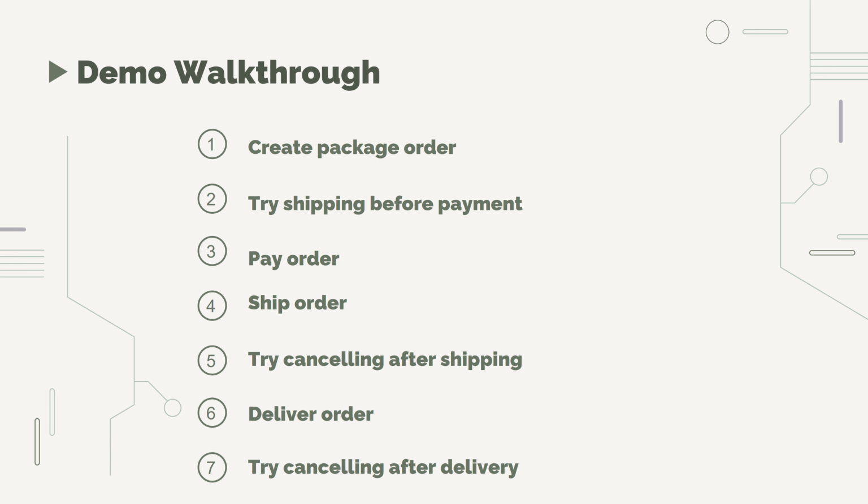The demo starts by creating a package order. First, I try to ship it before payment, which is rejected. Then I pay for it, ship it, and deliver it. I also show invalid actions, like trying to cancel after the order has already shipped or delivered.